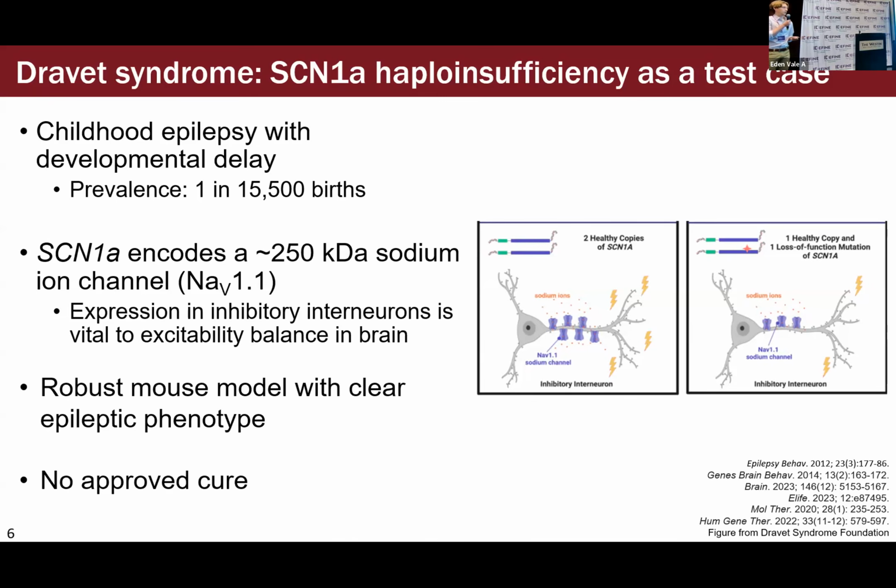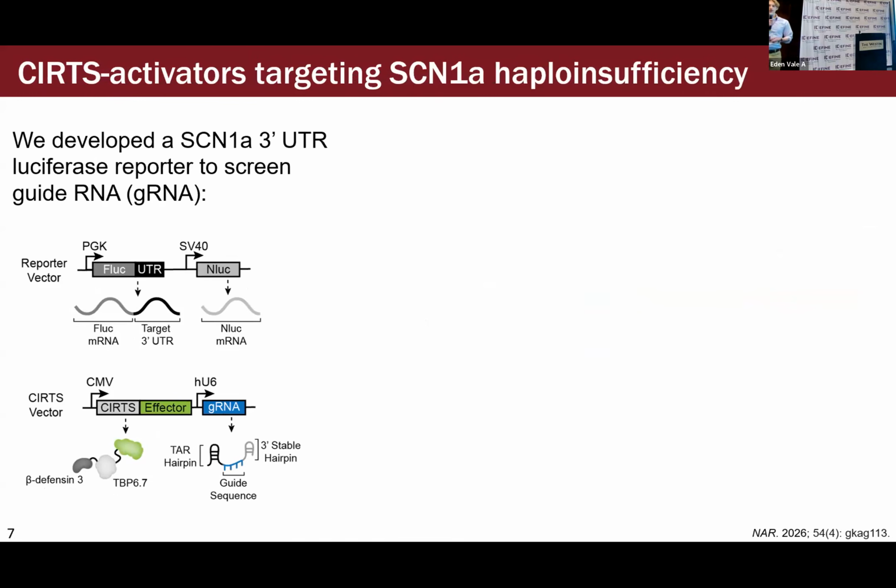And the reason that we went after this is it has a very tractable mouse model to answer very clearly whether we can make phenotypic changes. And while there are a lot of really exciting clinical trials going on around Dravet syndrome, there's no approved genetic medicine as of this point, so it's still definitely worth working on. So to answer the question about whether CERTS can upregulate NaV1.1 expression, first we have to find a guide RNA that binds the SCN1A mRNA.